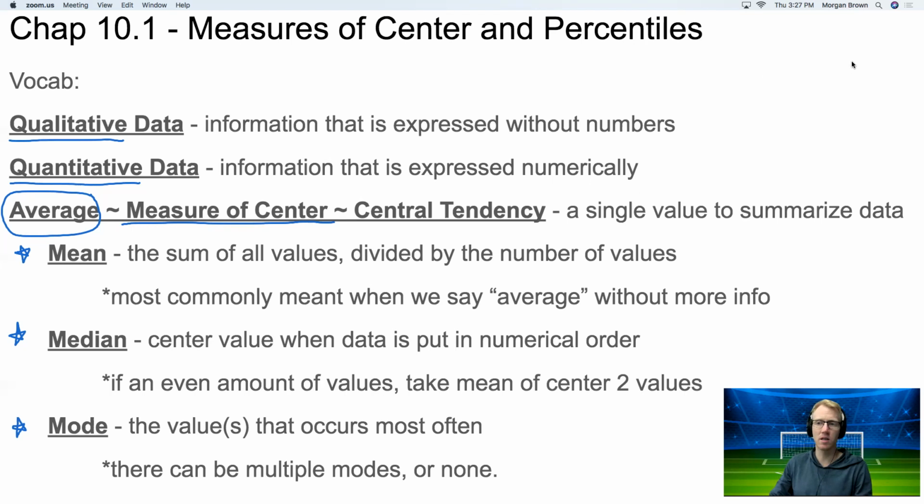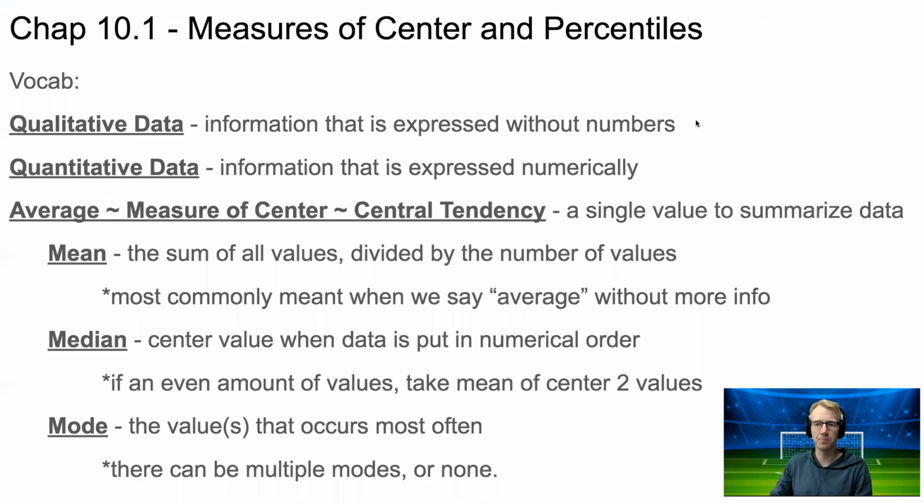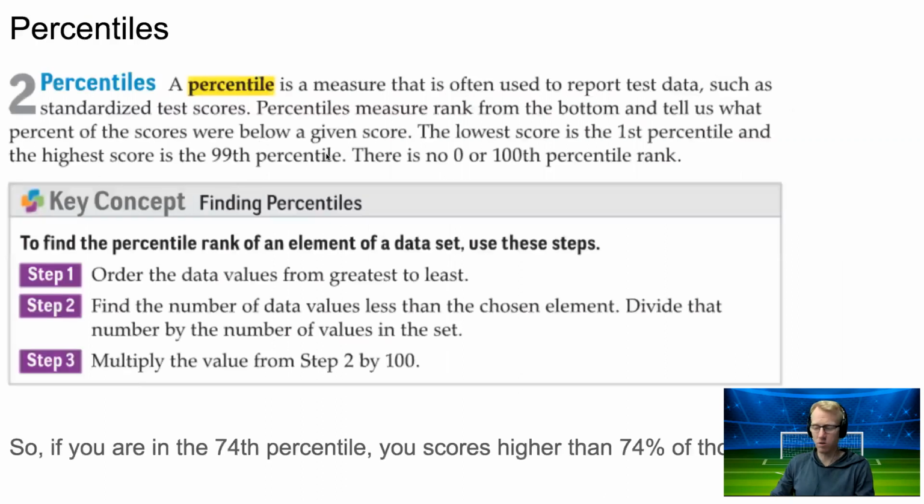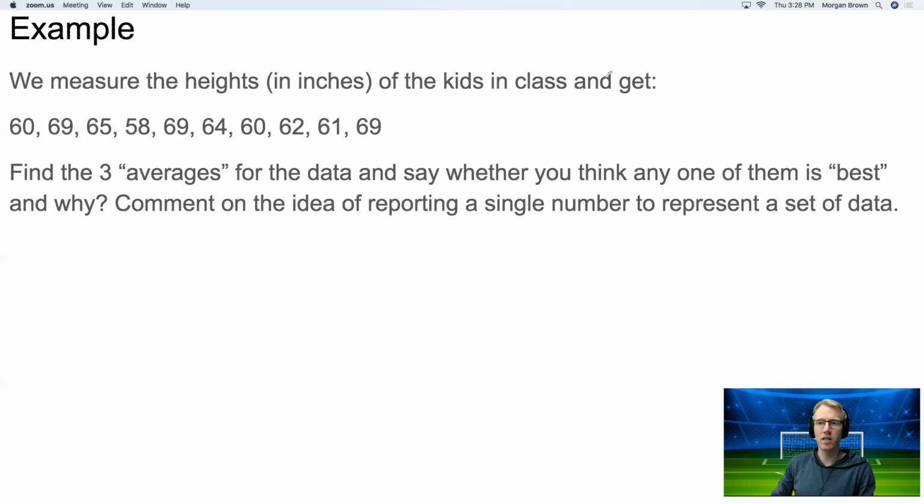Okay, let's use this information in an example. Say we measure the heights of all the kids in our class, and we get these values, 60, 69, et cetera. To find these three averages, we're going to want to put them in order so that we can see what's in the middle. So go through and find the lowest one. What I like to do is underline it or cross it off when you do it. So 58 is my first one. Scan through, find the next one. I got a 60 and then another 60.